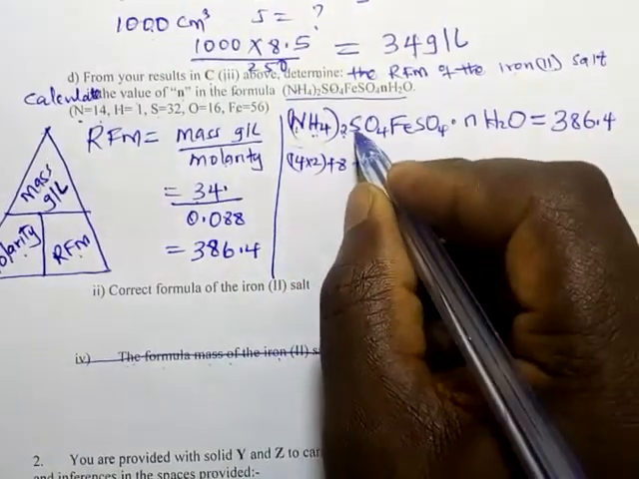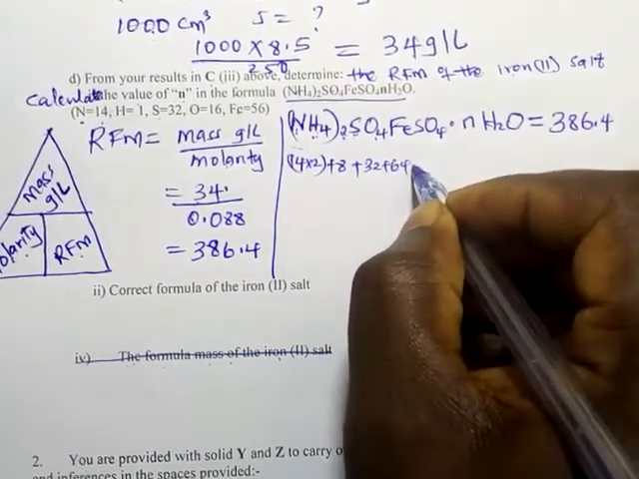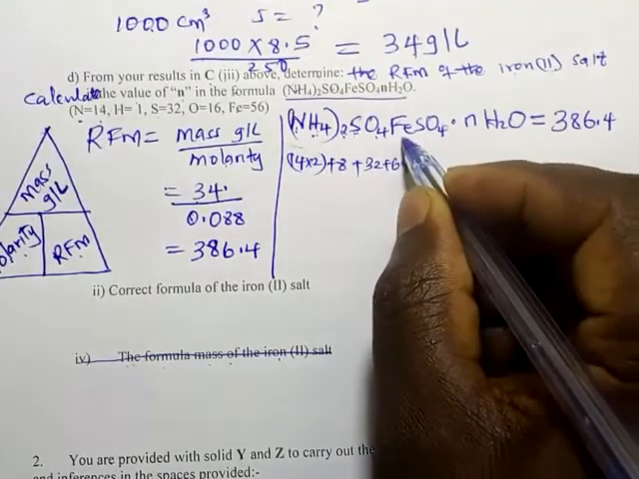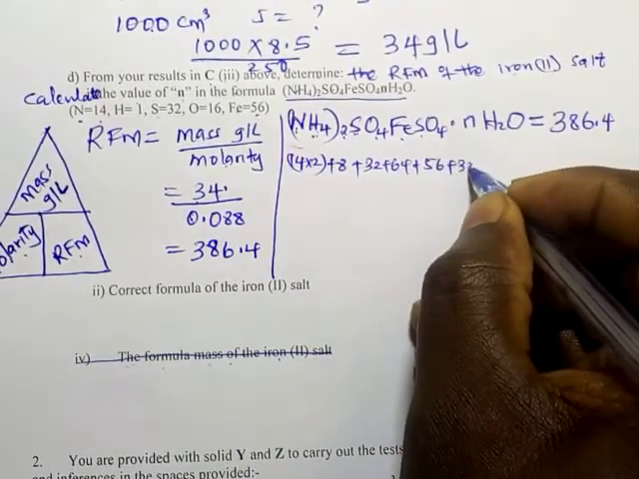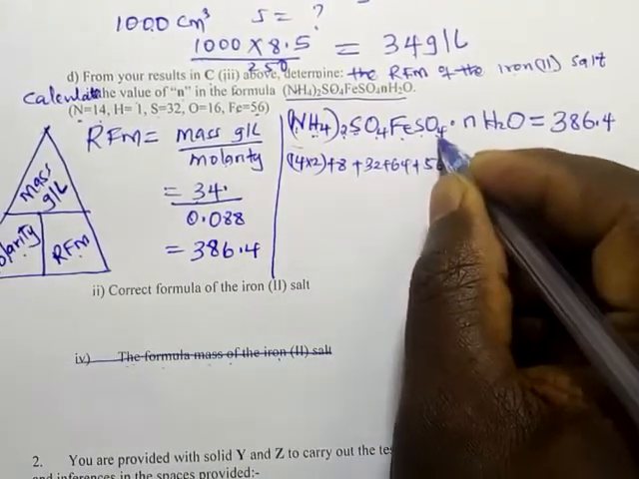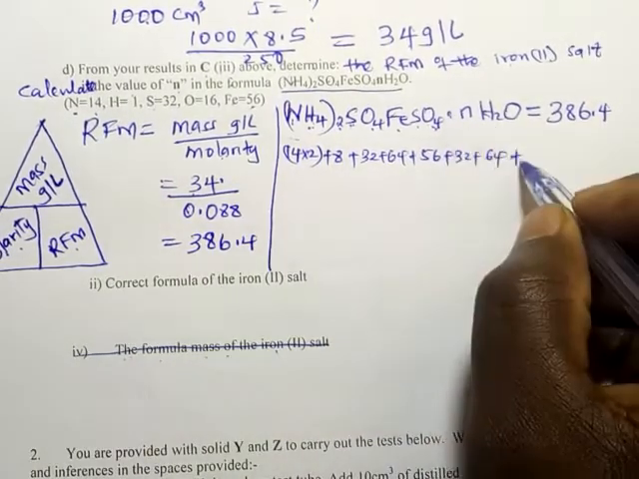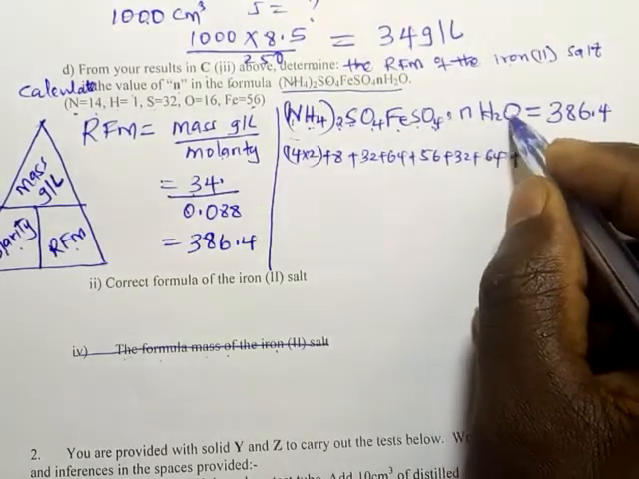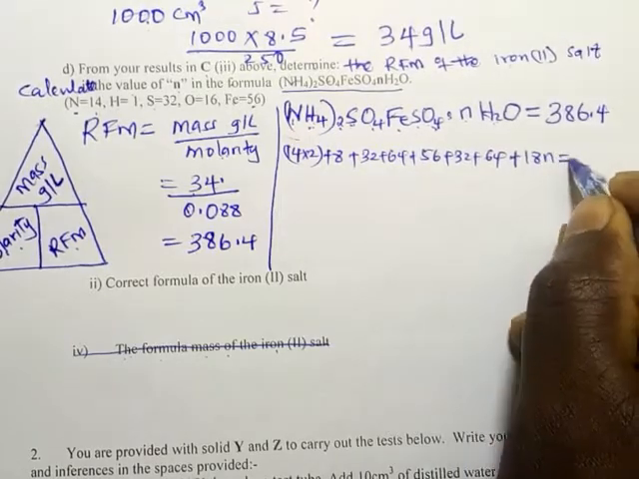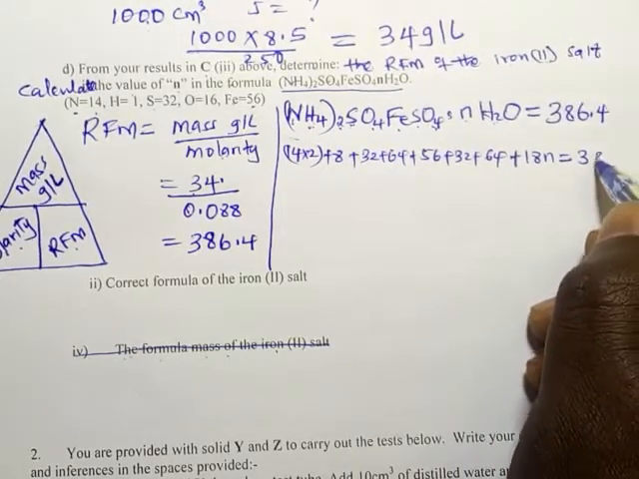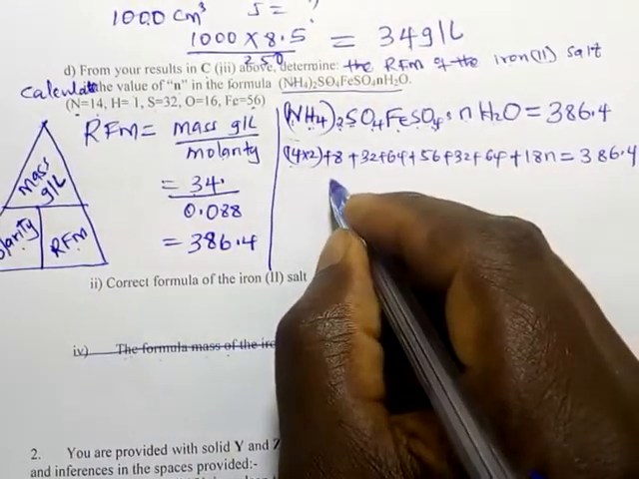Sulfur is 32, plus 16 times 4 is 64, plus iron is 56. Sulfur is 32, this one is 64, that is 16 times 4, plus, because this dot is a separation, water is 16 plus 2, which is 18. 18 times this is 18N, which is equal to 386.4.